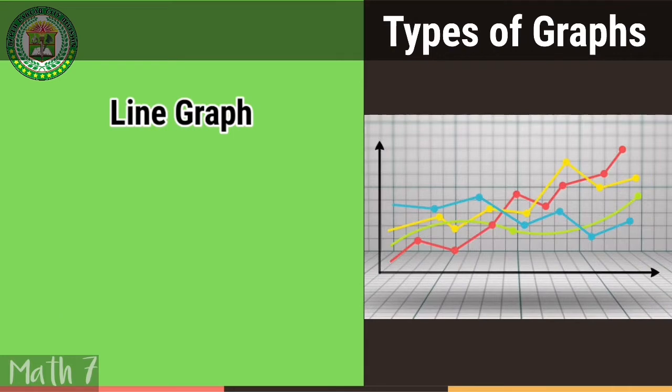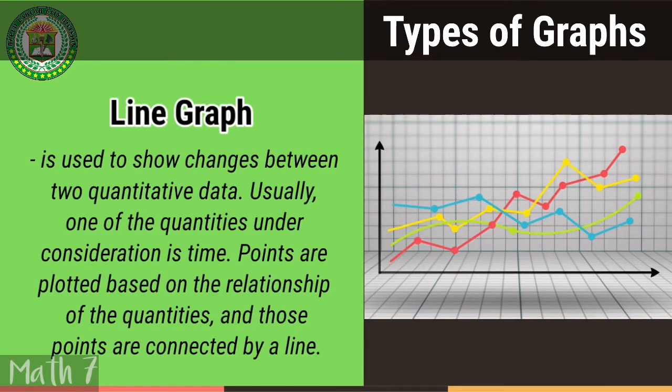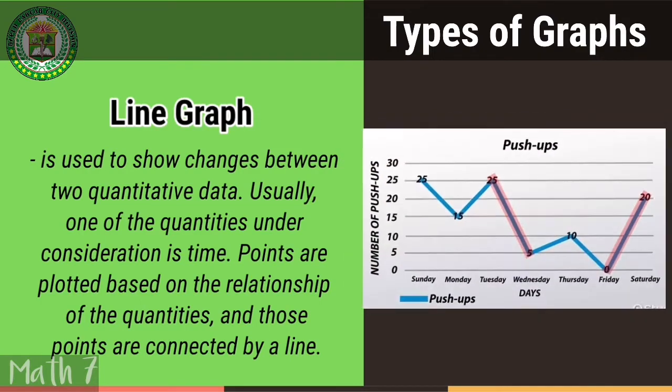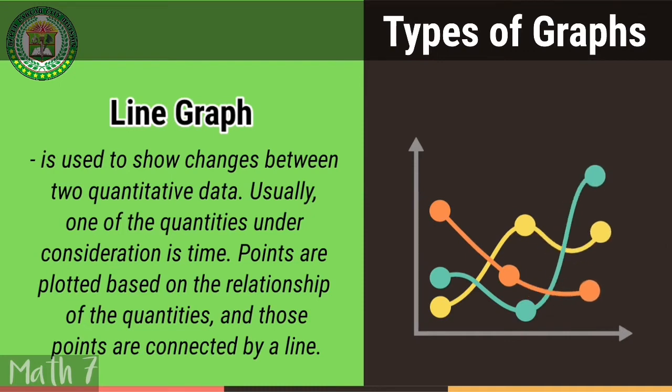Line graph. It is used to show changes between two quantitative data. Usually, one of the quantities under consideration is time. Points are plotted based on the relationships of the quantities, and those points are connected by a line.